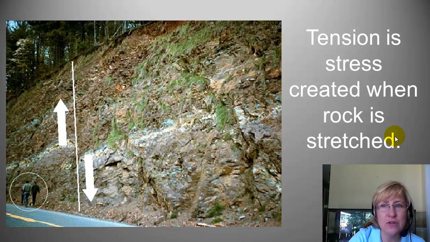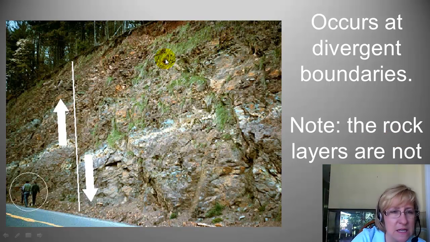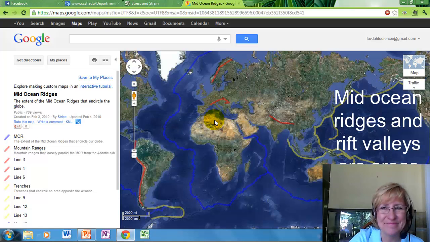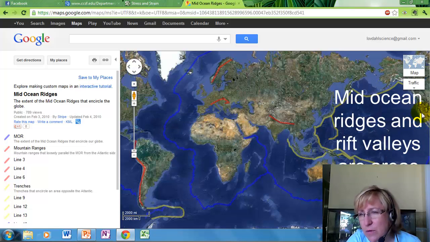Tension stress is the other type of stress, and it's created when rocks are stretched. You can see in this picture here that it looks like this block just fell down. And notice the rocks aren't folded, they're just offset. Tension stress can occur along mid-ocean ridges, like the mid-ocean ridge that runs down the center of the Atlantic Ocean, and then also in rift valleys. Here's the Rift Valley in Africa, and we also have a rift valley over here in the Baja of California.